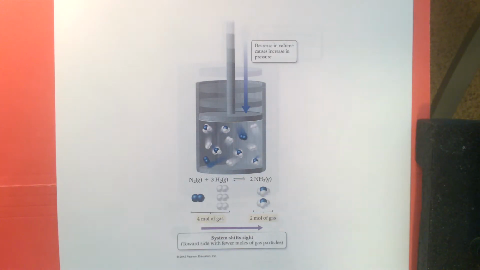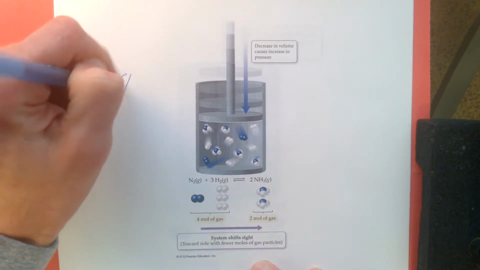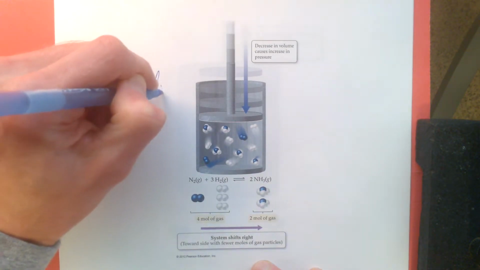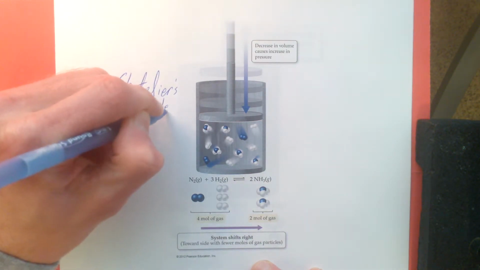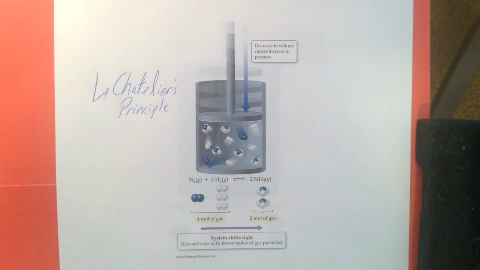I've got 4 pictures here I want to show you to explain the shift in equilibrium as a stressor is being added to the system. So let's remember Le Chatelier's principle: when a stressor is added or removed from an equilibrium system, the system will shift itself in a way to relieve that stress, to relieve that disturbance, so to say.